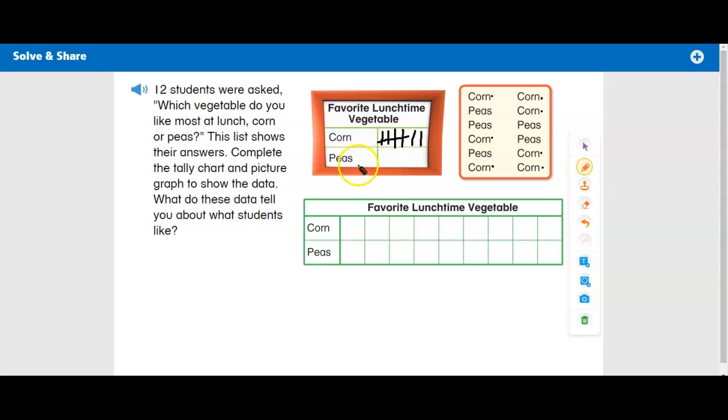Now let's count how many students chose peas as their favorite lunchtime vegetable. 1, 2, 3, 4, 5. Now we put 5 tally marks for peas.